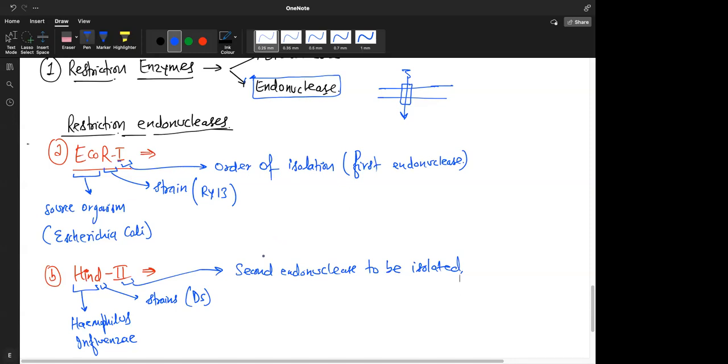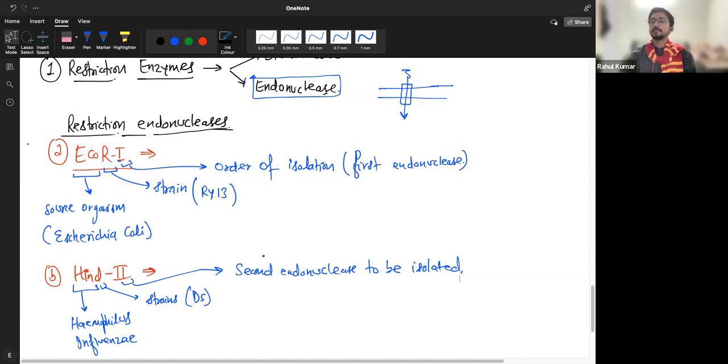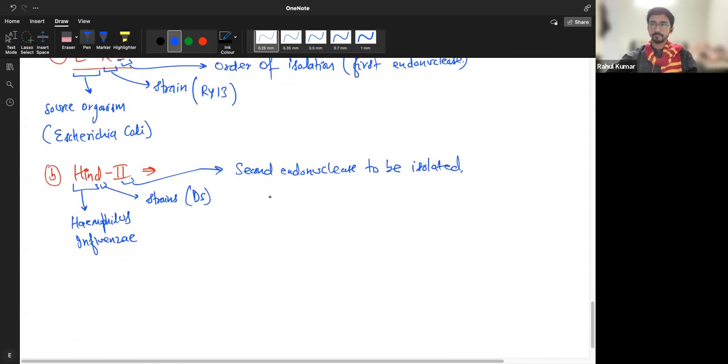Now, there are many such restriction enzymes, and when I say many, I mean literally. Till now, we have around 1,000 restriction enzymes that we have isolated from around 250 bacterial strains. What is the benefit of having such a huge library of restriction enzymes? It gives us the freedom to cut the DNA with more flexibility wherever we want, right? You understand?